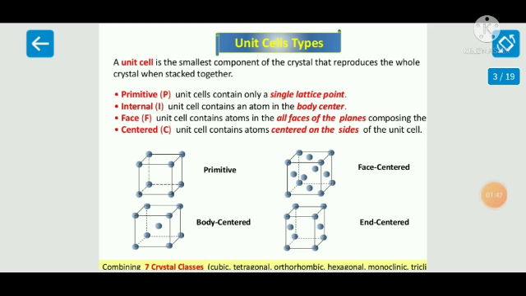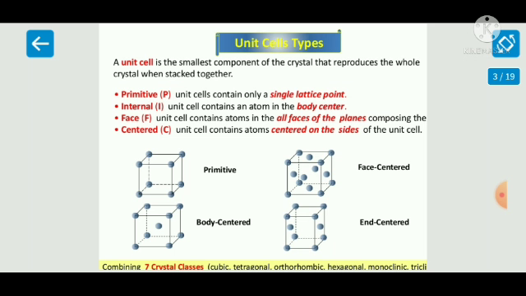The unit cell types: a unit cell is the smallest component of the crystal that reproduces the whole crystal when stacked together. See in this picture primitive, which is simple cubic, body centered, face centered, with an atom at the center of every face, and end centered. The 7 crystal systems are cubic, tetragonal, orthorhombic, hexagonal, rhombohedral, monoclinic and triclinic. So these are the crystal shapes and crystal structures.